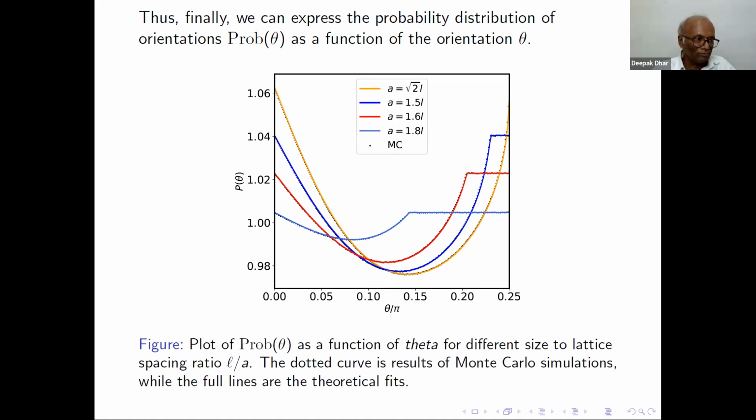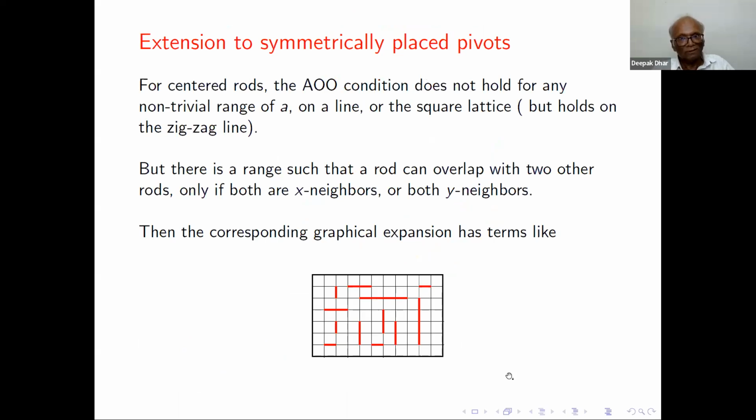The point about this plot is that here I'm not doing any analytical continuation or anything. This is a well-defined problem. P of theta is directly determined from Monte Carlo, and it shows this behavior. So this is a plot of P of theta as a function of theta for different sizes. Now we have done this problem with symmetric pivots.